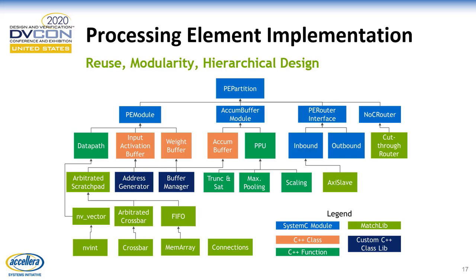The simple feed-forward modules like the data path and the post-processing units are implemented as C++ functions. Modules that have state, for example, the input activation buffer, the weight buffer, and the accumulation buffer, were realized as a C++ class. And units and modules that have control logic are realized as SystemC modules. We also leveraged high-level language features to develop custom C++ libraries like the address generators and the buffer managers. They were used extensively to design the different buffers used in the design. The bottom of the stack here is made up of components from the MatchLib modules, which were integrated in the design of various blocks in the system.